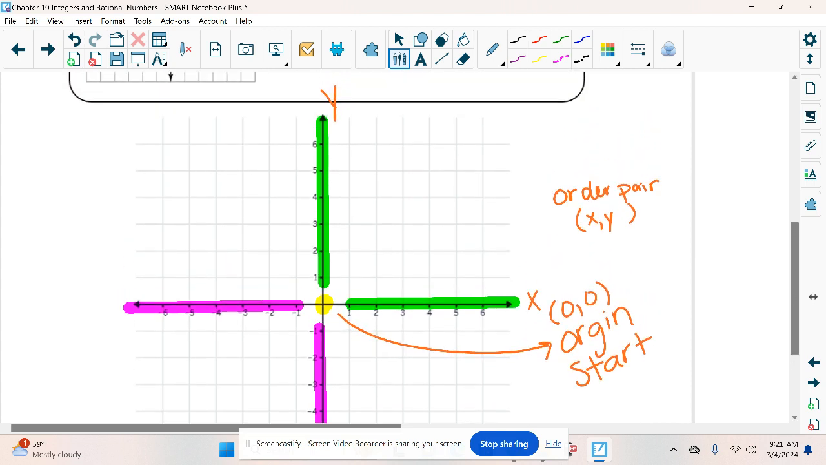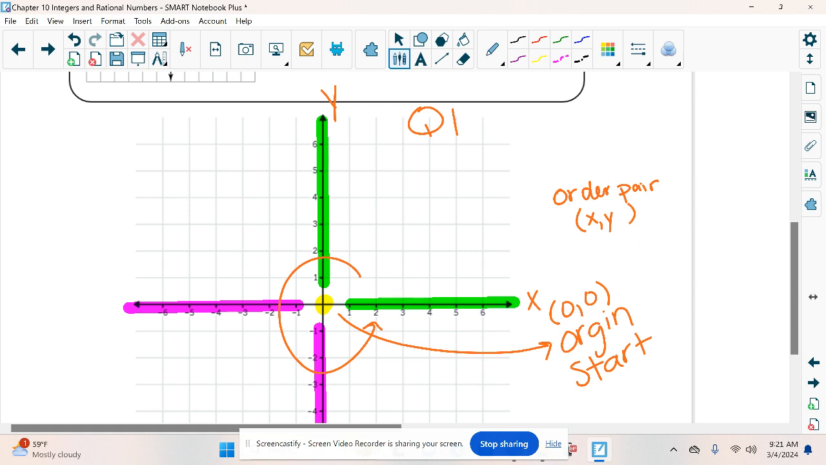Because it's divided into 4 sections, we call them quadrants. The prefix of quadrant is quad, Q-U-A-D. That means 4. Okay? This right here is quadrant 1, and it follows a C pattern. So coordinate plane begins with the letter C. So it's going to make a C like this.